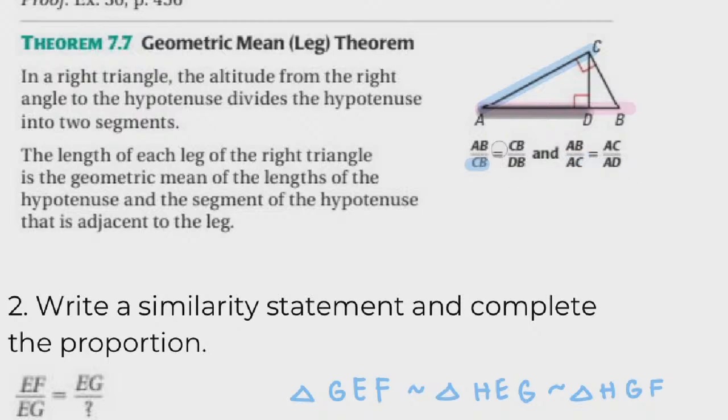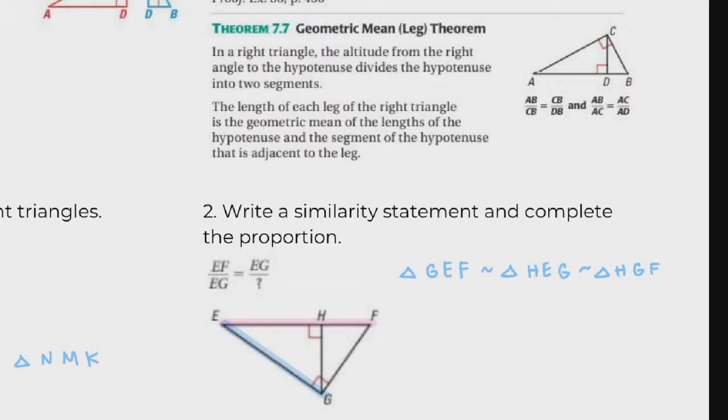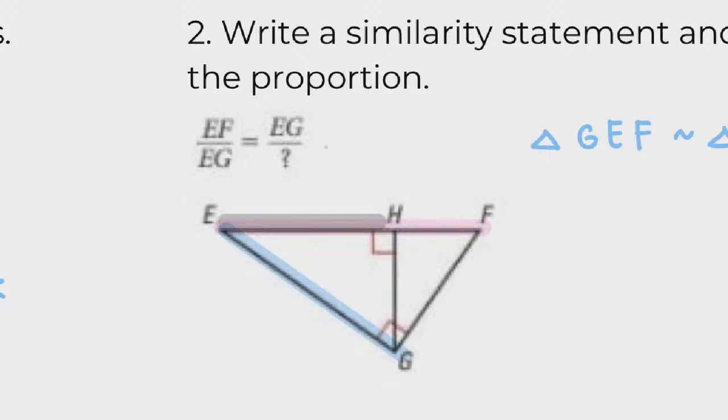So if we compare it, we have EF, which is the big piece. So that's like AB here, over EG, which is CB in this problem. So that means we want to find DB for our triangle. So for this, it would be EH. So this would equal EH.